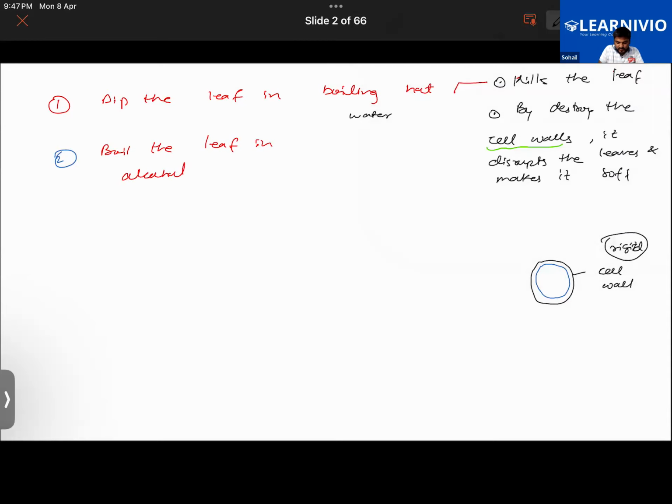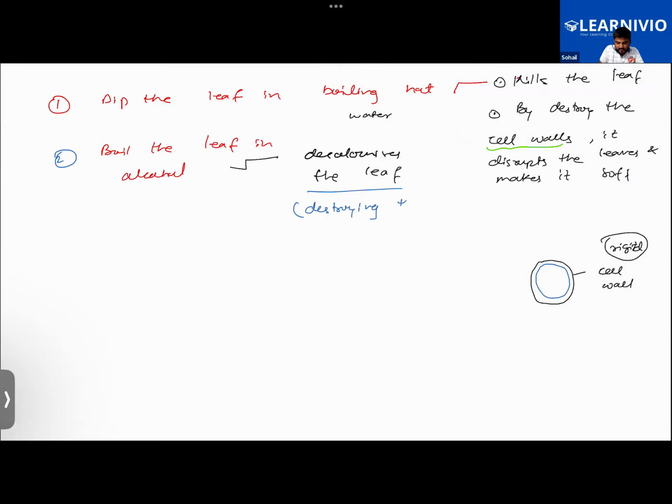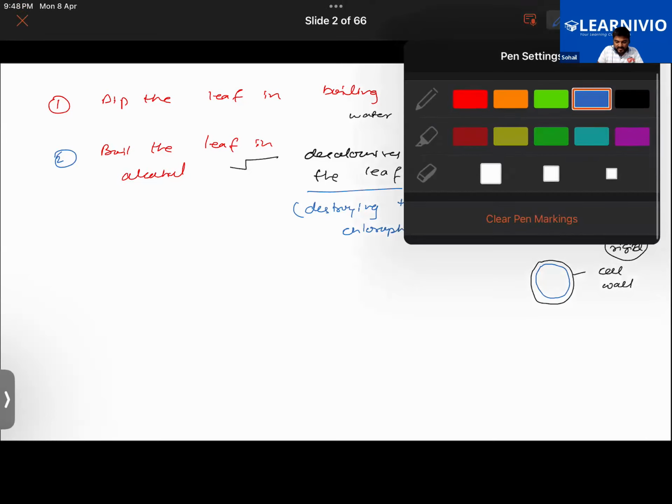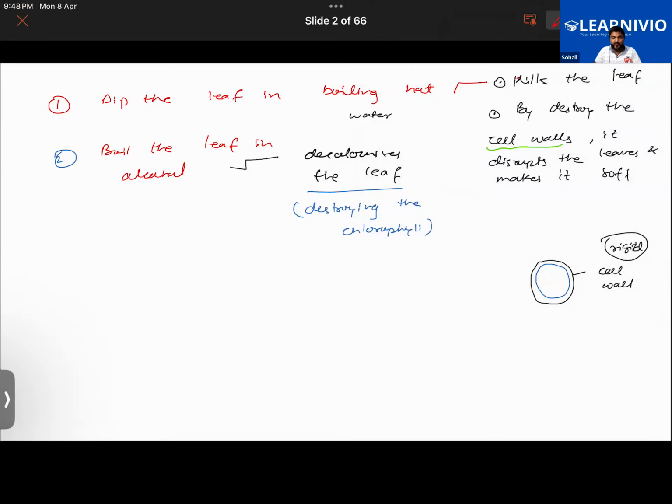So what does this do? It decolorizes the leaf. How does it decolorize the leaf? By basically destroying the, what does it destroy? Cell walls. No, destroying the chlorophyll now. Chlorophyll, yes. Decolorizing the leaf basically makes it colorless. So thereby chlorophyll is being destroyed because that is the green pigment which is giving it a green color.